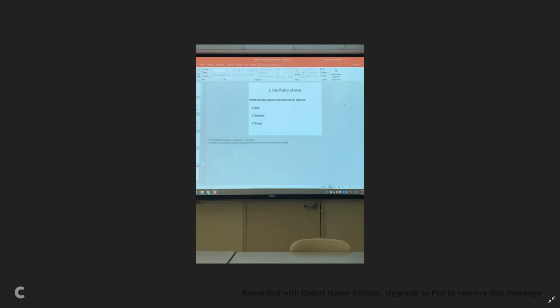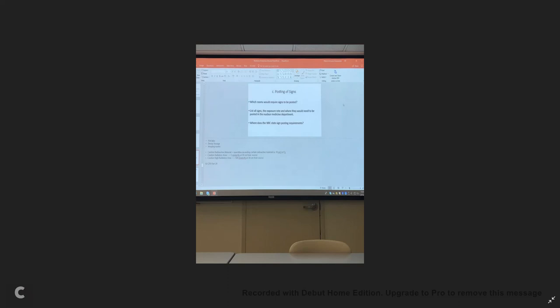What would the exposure rate need to be for each area? The unrestricted areas, access is not restricted below 2 millirems an hour. Anything that exceeds this would be considered restricted and access would need to be controlled. Which rooms would require signs to be posted? That would be hot labs, decay storage, and imaging rooms.